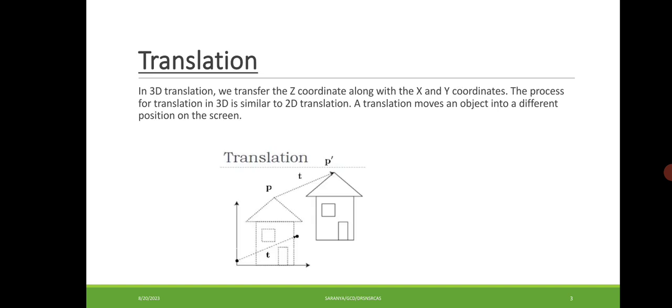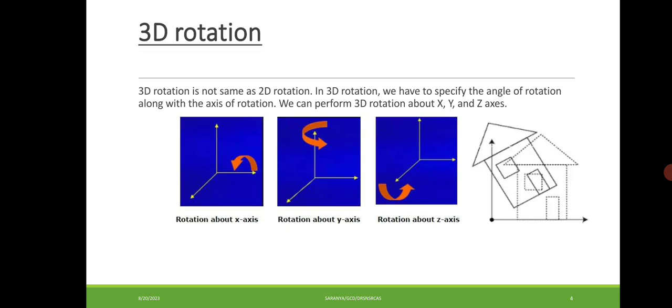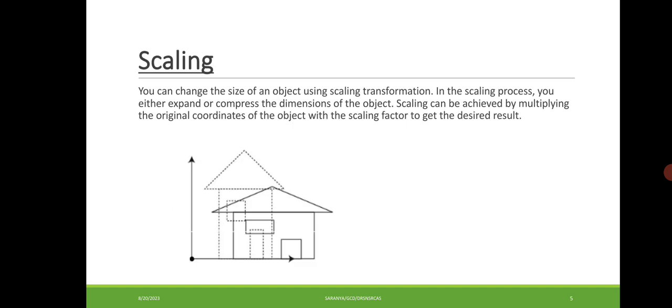The next one is translation. We are moving one object to some other position using the X coordinate or Y coordinate or Z coordinate, but we need to combine the two coordinates together. This is the translation. The next one is rotation. Moving an object using a single axis, one of X or Y or Z. Using any one axis we are rotating an image, that is 3D rotation.